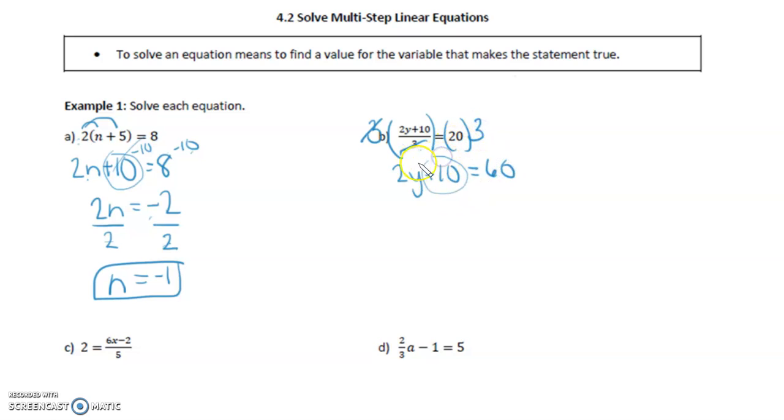Now let's get this 10 off the left-hand side. Subtract 10 from both sides. And we get 2y equals 60 minus 10 is 50. Okay, 2 times y, we're going to divide both sides by 2, and we get y equals 25.